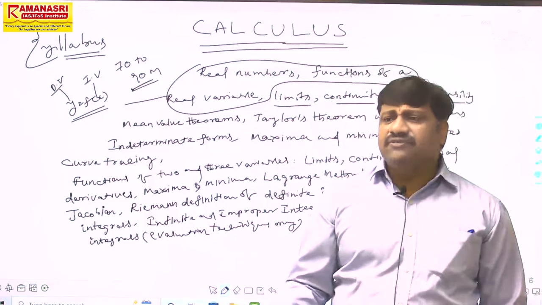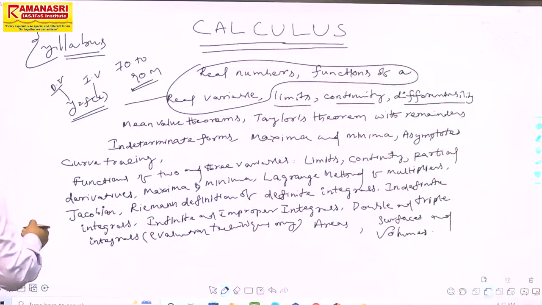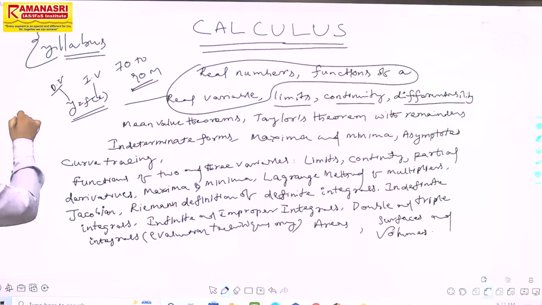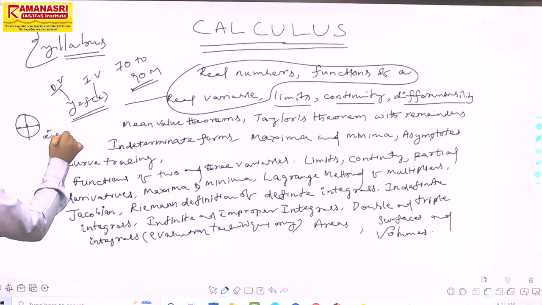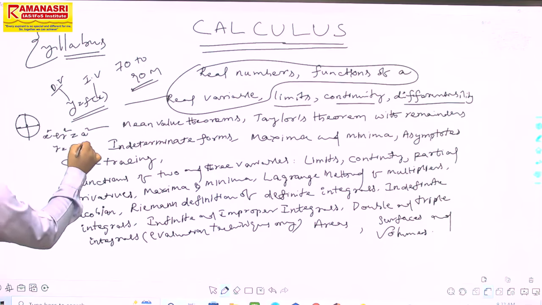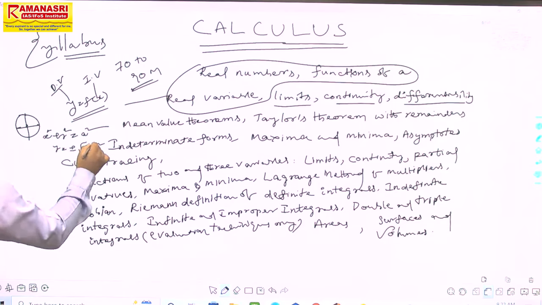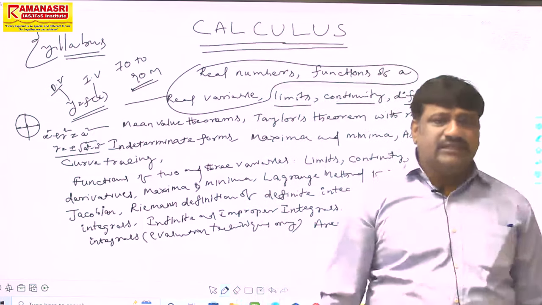Maybe circle. Circle is also some function of x only. Suppose you know the circle equation simply, if the origin is the center, what is the equation? x square plus y square is equal to a square. Therefore, y is equal to what? Plus or minus under root a square minus x square. Therefore, y is equal to some function of x.